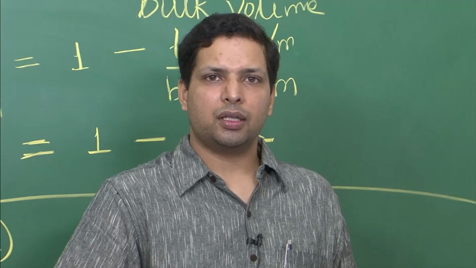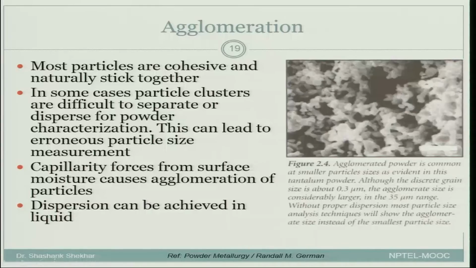Another important parameter when we are talking about powder is agglomeration. Now, we already know that the particles we are talking about are very small in size. Whenever the particle sizes are very small, there will be a tendency to agglomerate. Why would there be a tendency to agglomerate? Let us see. If you are talking about powders of the size of a few microns, this becomes even more important.